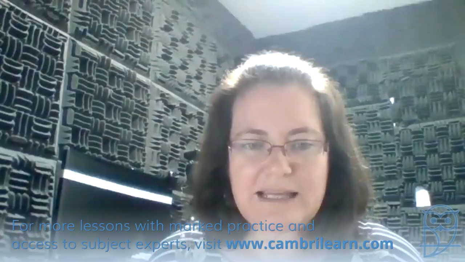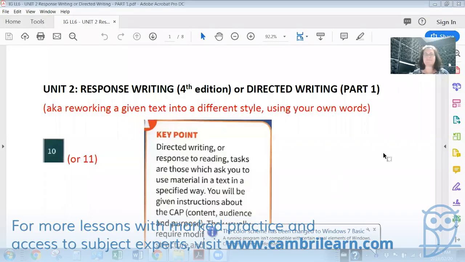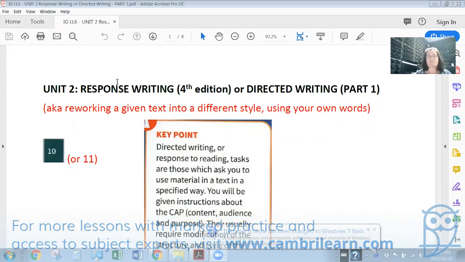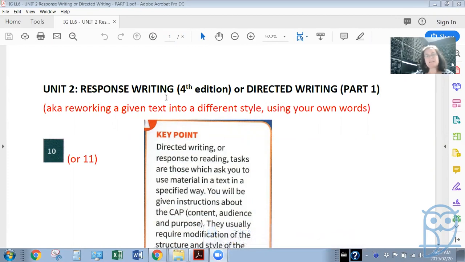All right, so let's share screen and get into the lesson for today. What I'm going to look at today comes from Unit 2, Response Writing in the 4th edition or Directed Writing Part 1 in the 5th edition, okay? What I mean by that is, in the exam paper, you're going to get exercises that test your ability to write things in a different style.